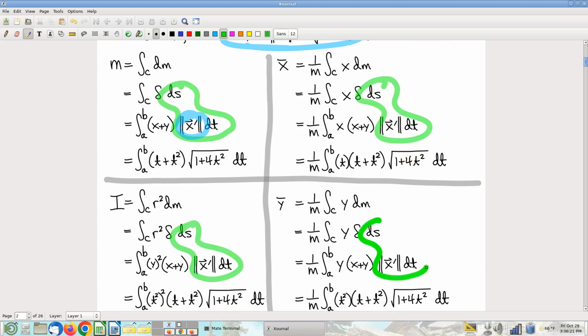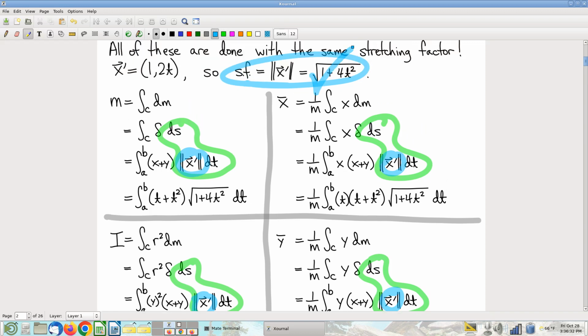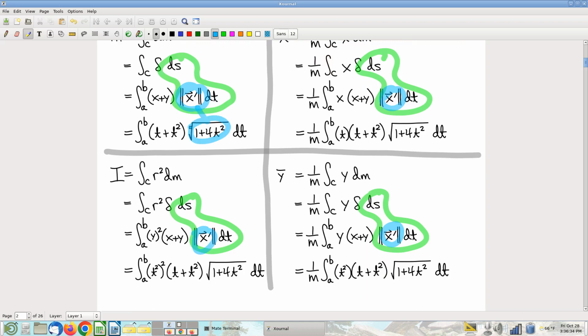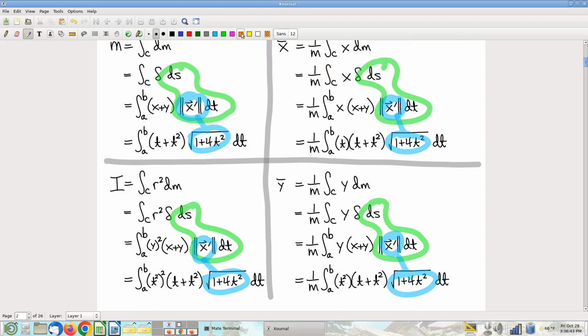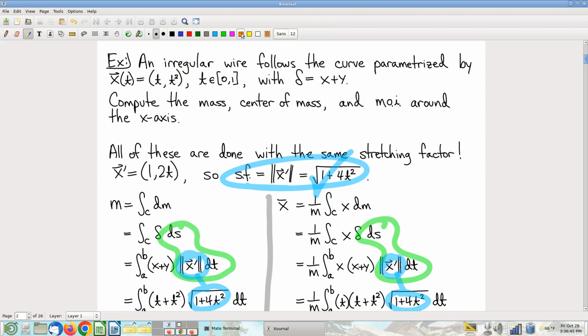because they're all over the same curve, same parameterization, same velocity. Right? So same stretching factor, which is computed with the same formula, square root of 1 plus 4t squared. Notice also, because I'm using the same parameterization, my formulas for x and y are the same. So x is t for all these examples, and y is t squared for all of these examples, because again, same parameterization for all of them.